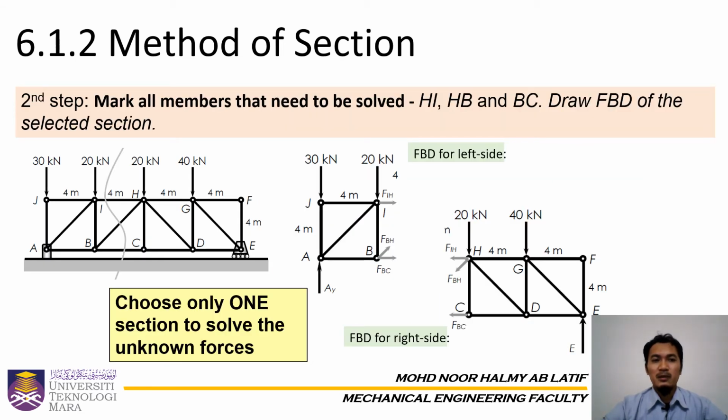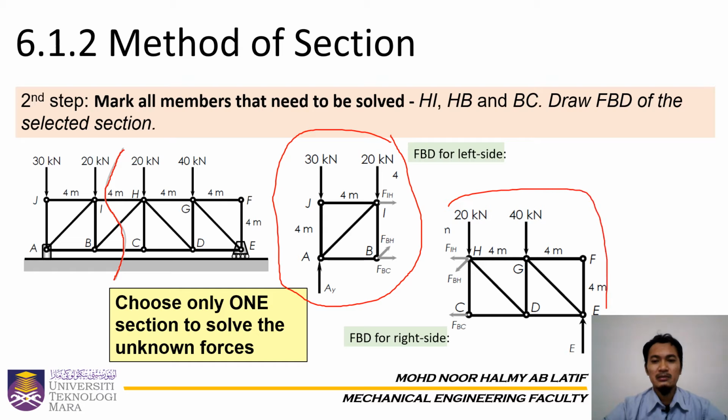Next is to mark all members that we need to solve, which are HI, HB and BC, which is over here. Then we draw the free body diagram of the selected section, which we have here is one section and here is one section. We choose only one section to solve the unknown forces. We can either choose this section or this section.